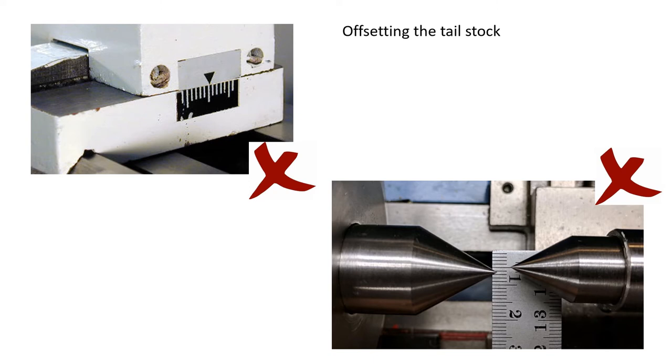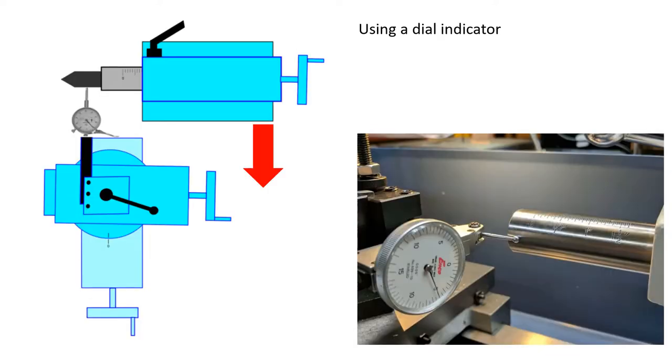How do we offset the tailstock accurately? There are graduations at the back of the tailstock, but how accurate are they? How small do the graduations go? I'm not going to use a steel rule because that's not very accurate either. I'd mount a dial indicator in the tool holder and offset the tailstock using a dial indicator. In this case, I would offset it 5 millimeters. That's assuming that my tailstock was in the parallel position.